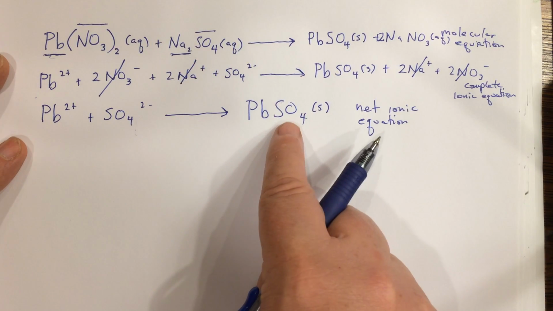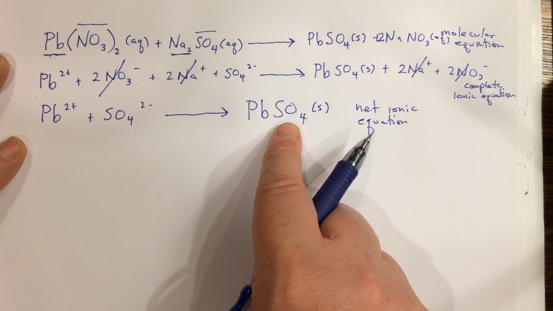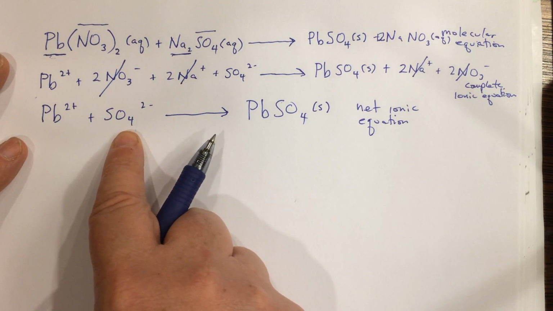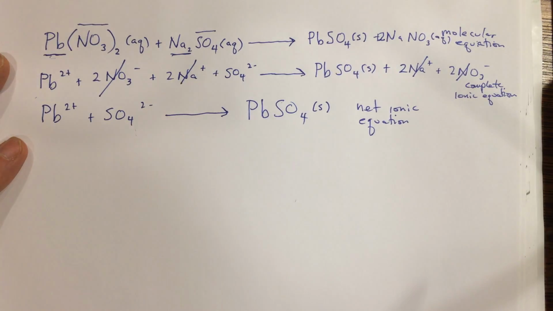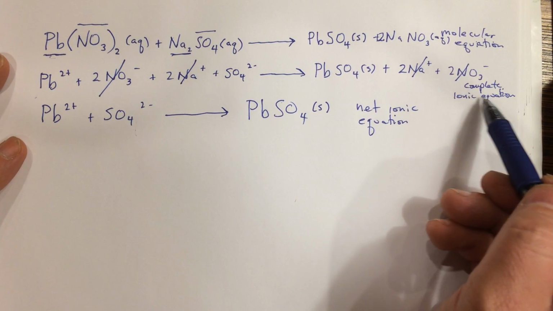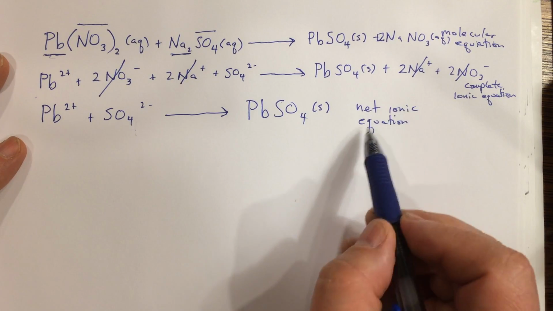What am I making? Lead sulfate. What made it up? The lead ion, the lead cation, and the sulfate anion. So you've got 3 things. You've got the molecular equation, the complete ionic equation, and the net ionic equation.